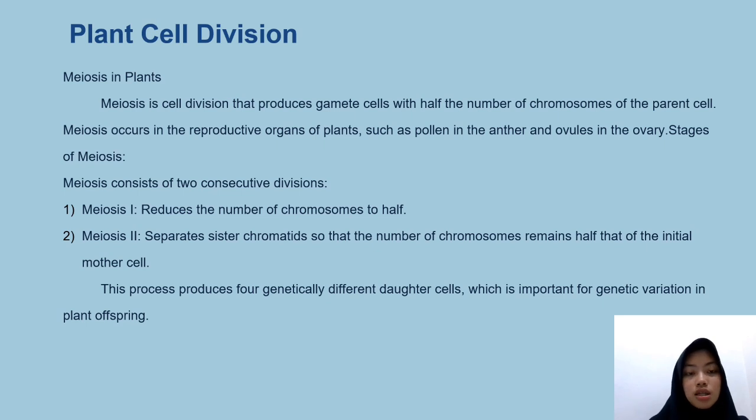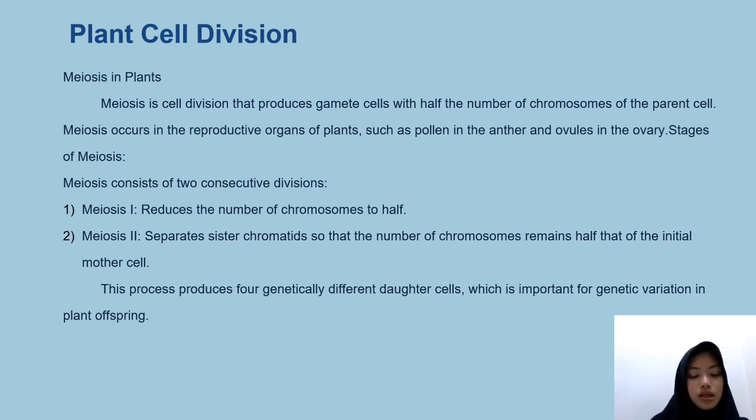In meiosis 1, the number of chromosomes is reduced to half, and then meiosis 2 separates sister chromatids so that the number of chromosomes remains half that of the initial mother cell. So this process produces genetically different daughter cells, which is important for genetic variation in plant offspring.